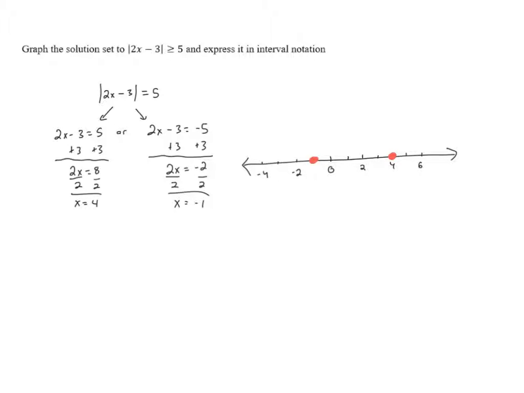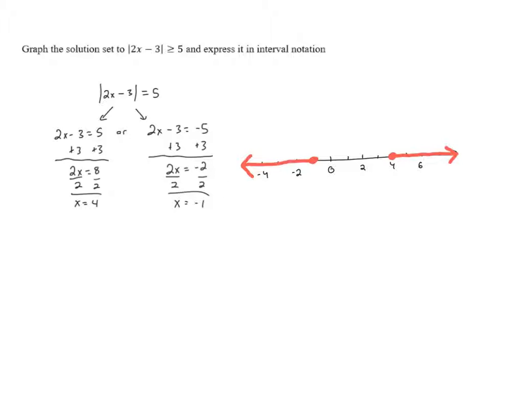And then because the absolute value can be greater than or equal to 5, that means that we're looking for larger distances, and so that means we are shading the outer portion. So we've got to shade outside of these points. So this ends up being the solution set on the number line.